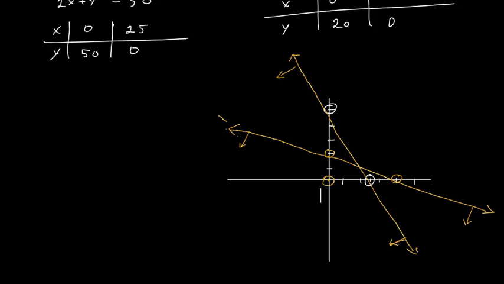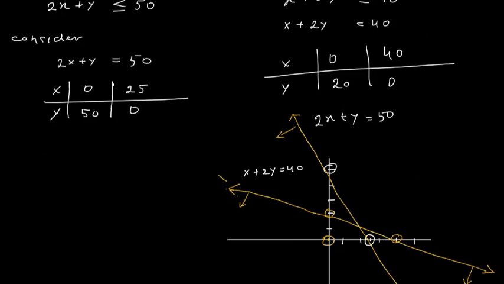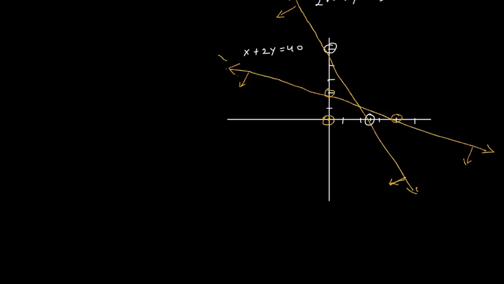Now let us write these 2 equations on the top of it. The first equation which we consider is 2x plus y equals 50. The second equation is x plus 2y equals 40. Now my feasible region, I will shade it. So this area is the feasible region.